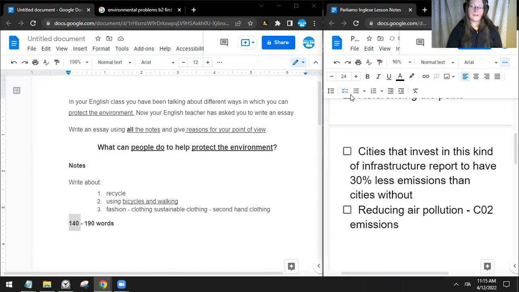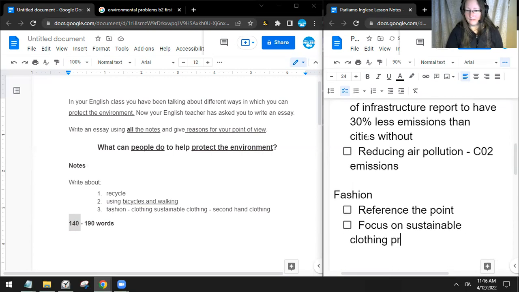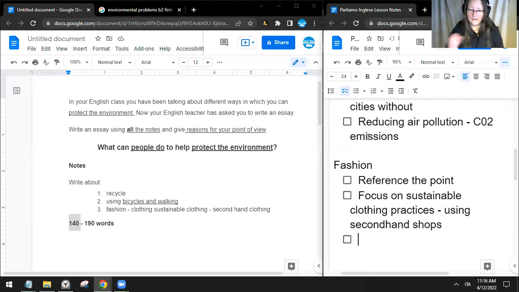Okay, perfect. So the last one, I said I was going to talk about fashion. Again, the first sentence is going to reference the point. And then we're going to give an example. I mentioned recycling clothing, maybe using secondhand shops. So focus on sustainable clothing practices, like maybe using secondhand shops.